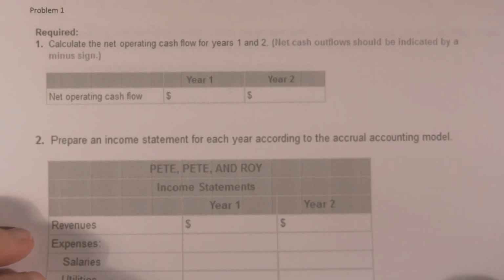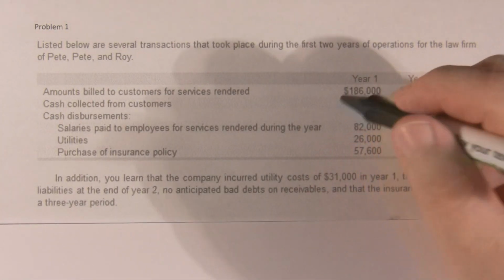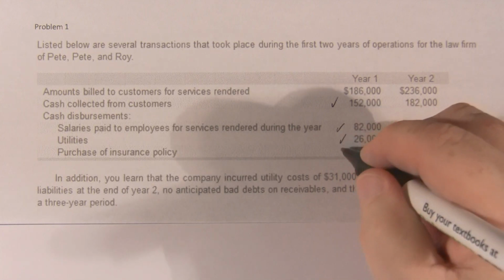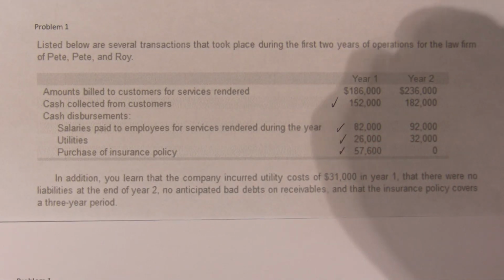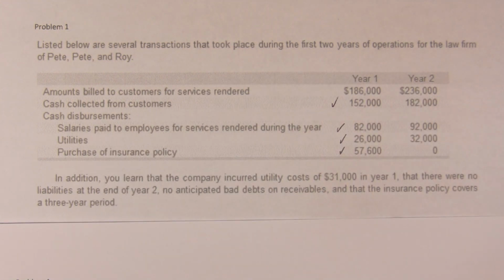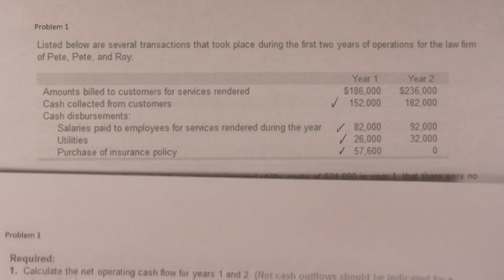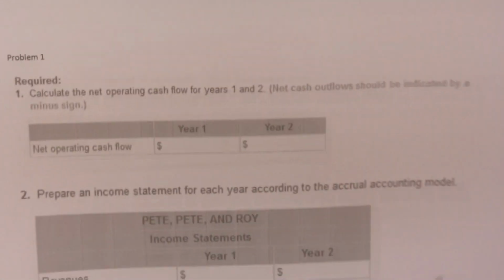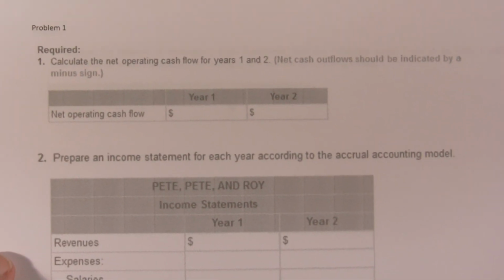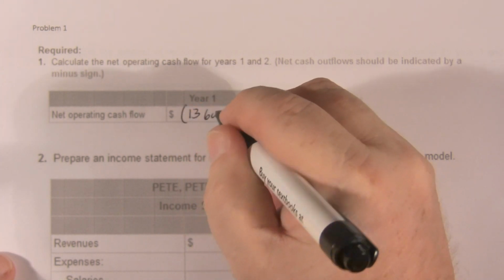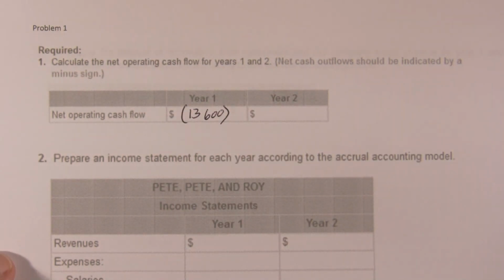Well, net operating cash is cash collected from the customers minus all the cash paid out, irrespective of whether it's going to be for 2 years or 3 years or 5 years. So it's basically cash in minus cash out. And when we do that, we take the 152 minus 82 minus 26 minus 57.6, and we come up with negative 13,600 as our net operating cash flow for the first year.